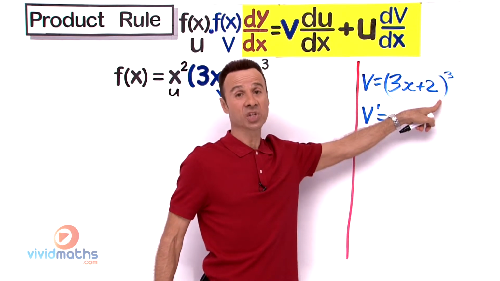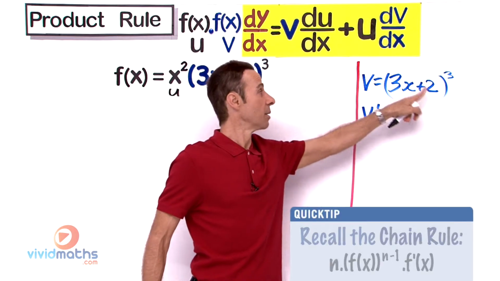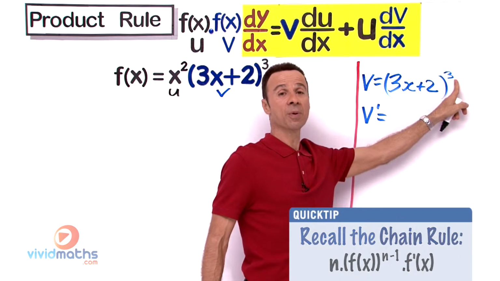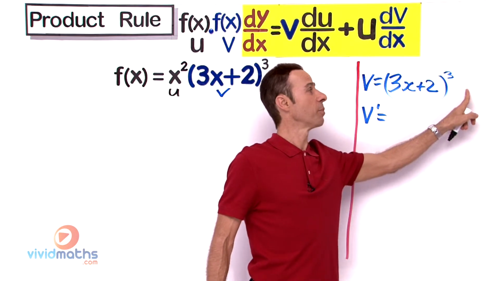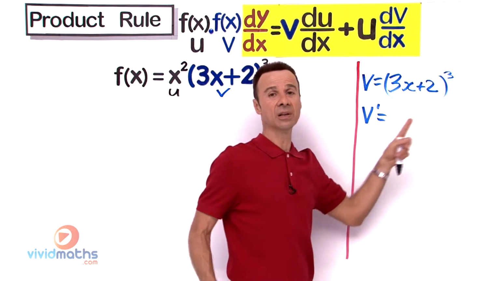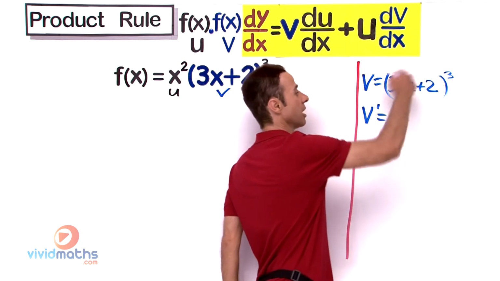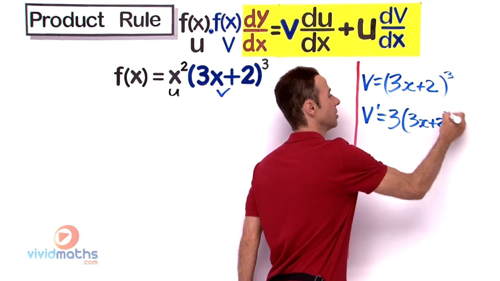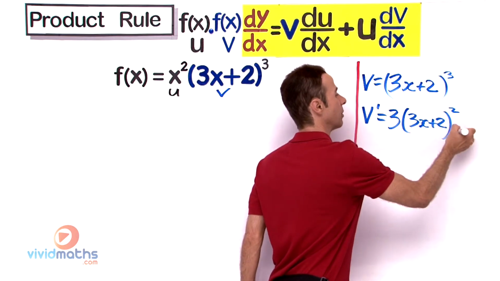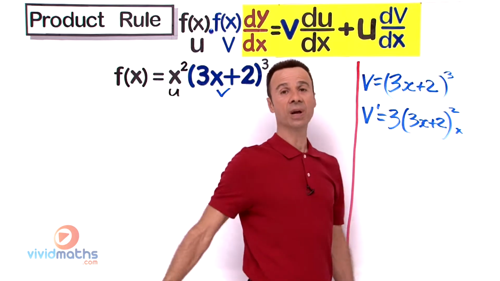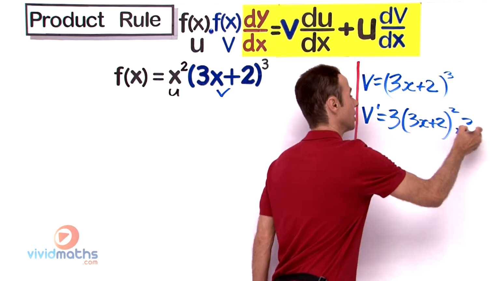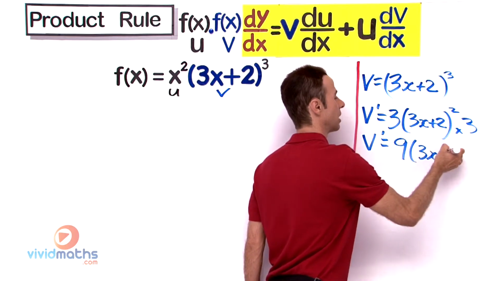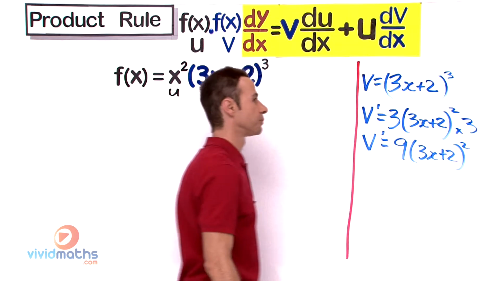All you do is differentiate this. We're going to use something called the chain rule. You probably remember how to do that, but let me go through it again. We bring the power to the front, multiply by the function, drop the power by 1, and then multiply by the derivative of the internal part. So 3 goes to the front, then we have 3x plus 2 squared, and then we multiply by the derivative of 3x plus 2, which is just 3. So our v dash equals 9 bracket 3x plus 2 all squared.